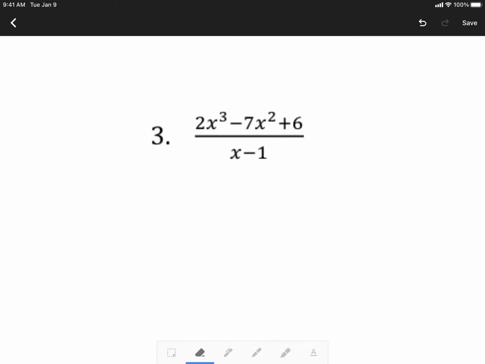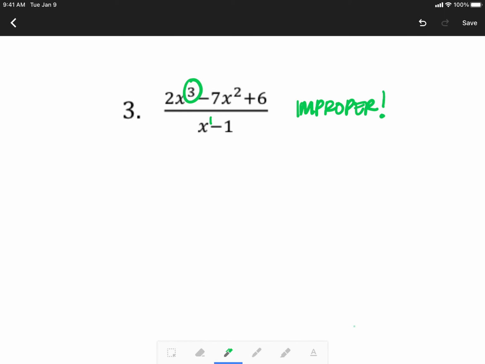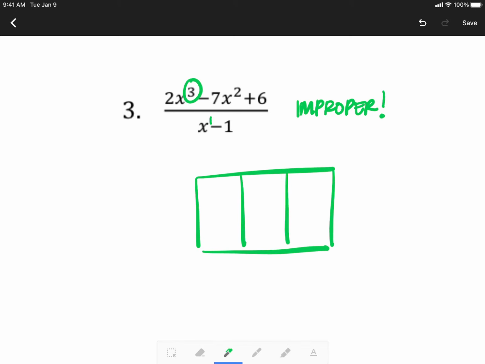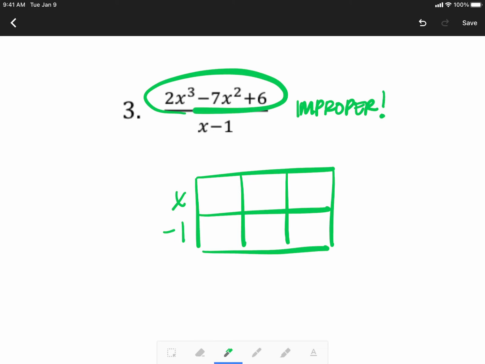Let's look at number 3. The numerator is x cubed. The denominator is x to the first. This one's improper. So that means we are going to divide. We're going to set up our box. X cubed requires 3 columns, and we're dividing by x minus 1, so that's what goes on the side. And we're trying to match this right up here. So I'm going to start by putting 2x cubed in the top corner so it matches. And let's start our division.